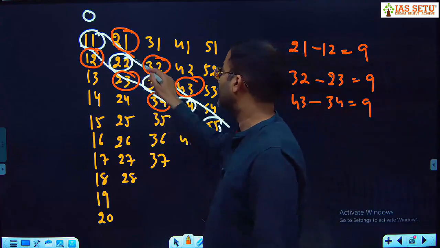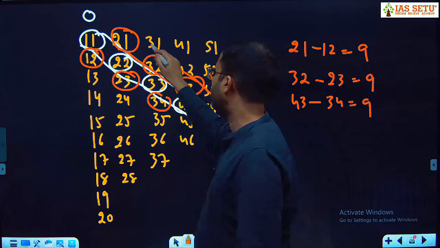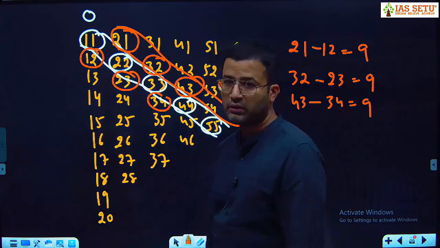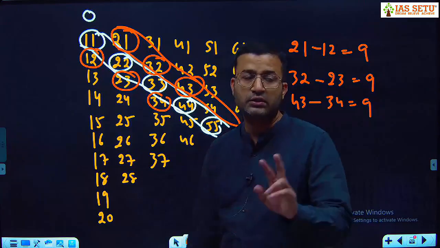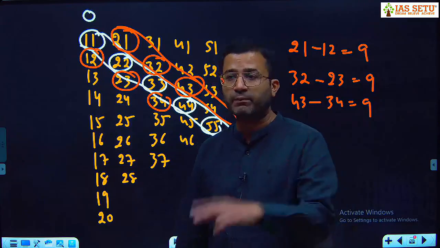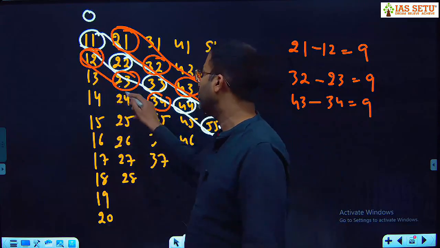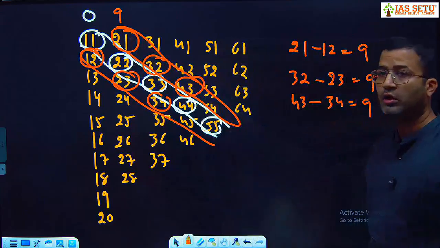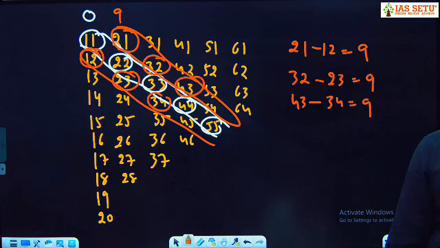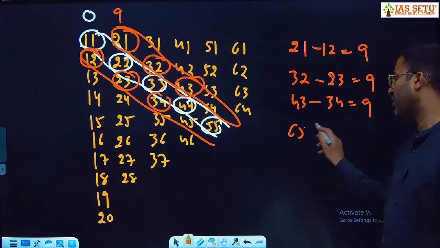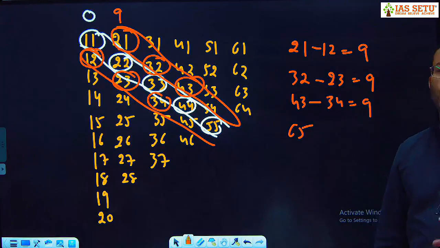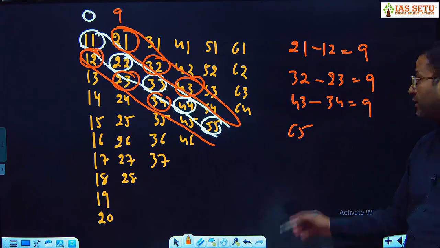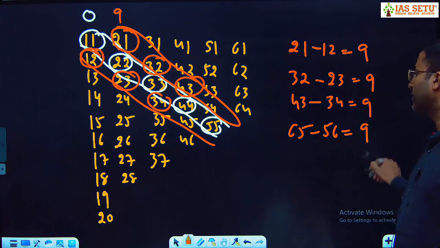So here you take any value from this diagonal. If you reverse the order of the digits, subtract from the original number, your difference is coming 9. Here you can take any value, 43, 54, 65. You take 65. You reverse the order of the digits of 65. What do you get? 56. What is the difference? 9.